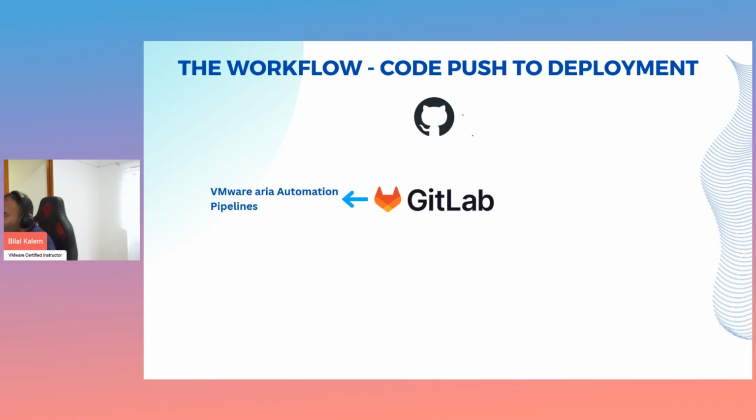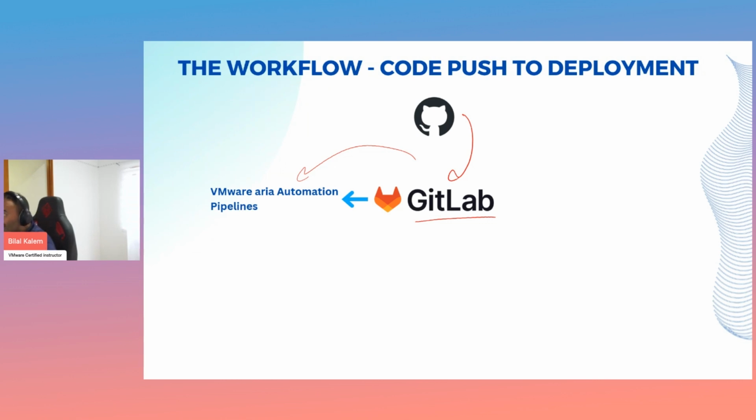GitLab is responsible for mirroring the repository in our on-premises data center. So any change will be detected by GitLab. Once a change is detected, a webhook triggers a pipeline in Aria Automation, and this workflow ensures that all changes are captured and the process is automated end to end, removing any manual intervention.